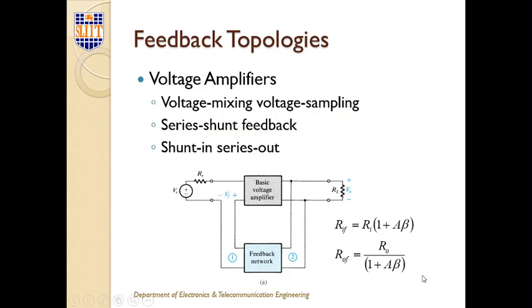So in this case, as you can see here, the input impedance is increased, right? You can show that it is okay. Let's look at the names first. Voltage mixing, voltage sampling. So voltage is mixed, voltage is sampled. However, it is series shunt: series in, shunt out. From the connections you can see that if you look into this, right, Ri, let's take that.